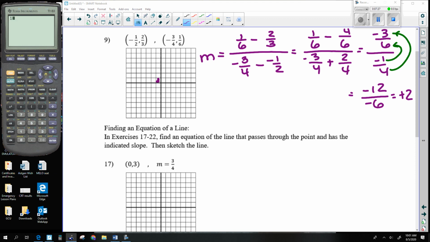The numerator is 1/6 minus 2/3. So that's that. So this is going to be divided by -3/4 minus -1/2 and 2. There you go.